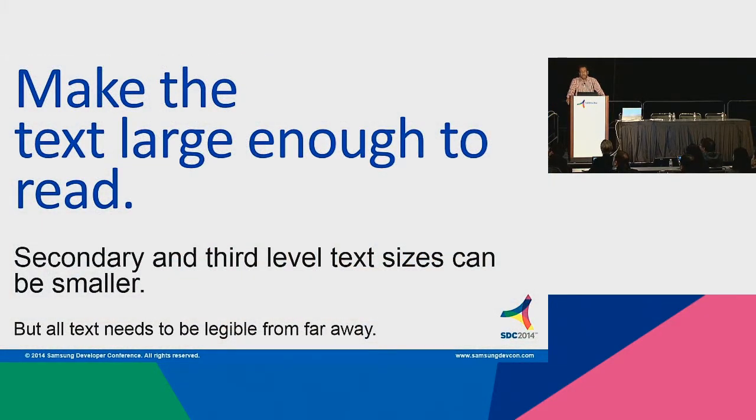So one of the things to really consider is making sure that the text that the viewer needs to read is large enough for them to see, at least with corrective lenses. Secondary text can be a little bit smaller, but it's most important to make sure that text can be read from at least 8 to 10 feet away.